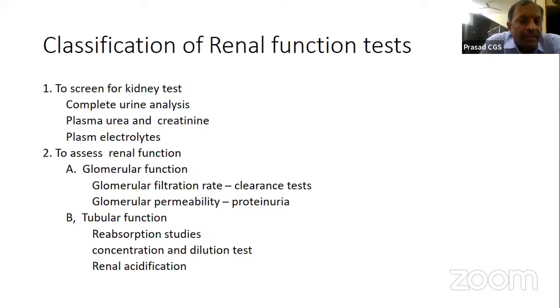To assess renal function per se, we do glomerular function tests. In this, we have two types: glomerular filtration rate by doing clearance test, and the other one is the permeability test that we assess by assessing proteins in the urine. Tubular functions, we have reabsorption studies, concentration and dilution tests, and renal acidification tests.